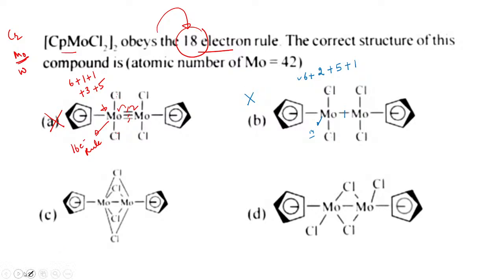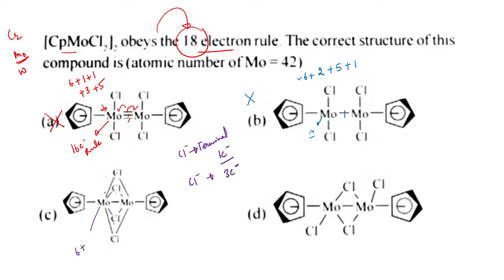Now let's go to option C. You can see in option C again 6 from this metal. Now here chlorine is a bridge chlorine. Whenever chlorine is terminal, it's a 1 electron donor. When chlorine is in the bridge position, it is a 3 electron donor. First it will donate 1 electron, then a lone pair of electrons. Now you can see we have 4 bridgehead chlorines.